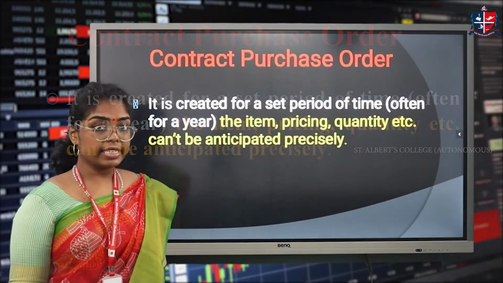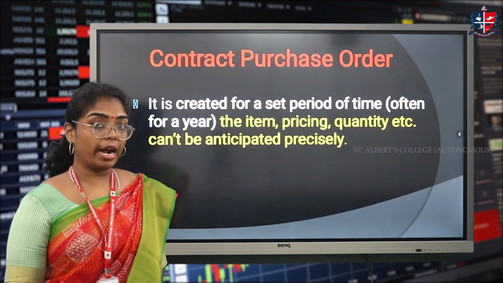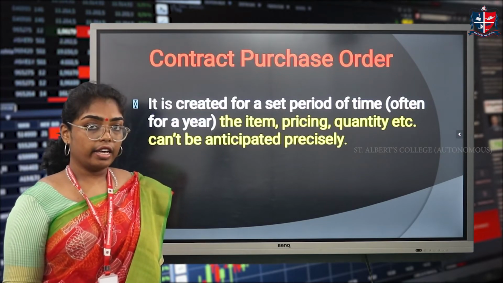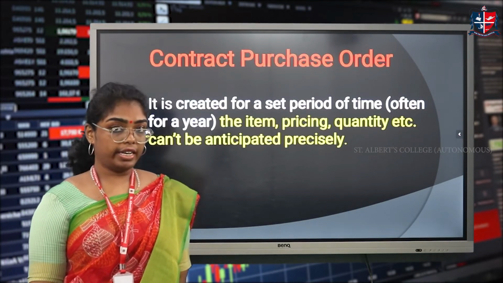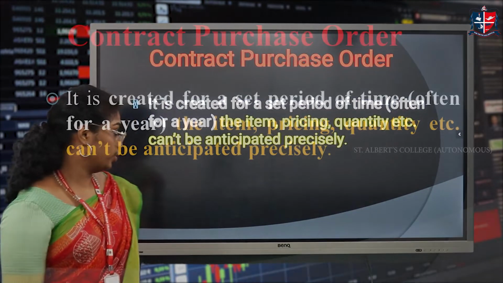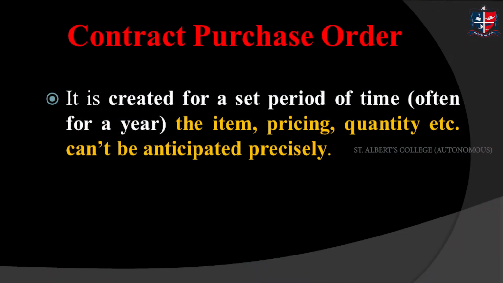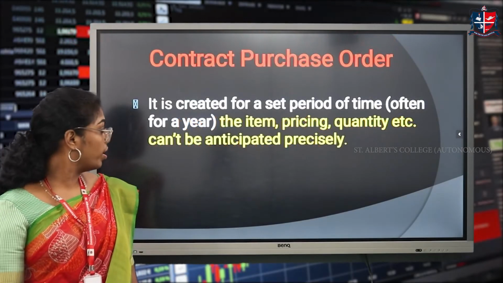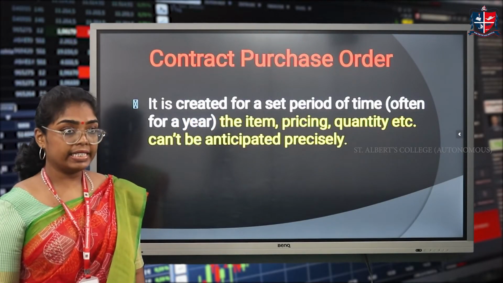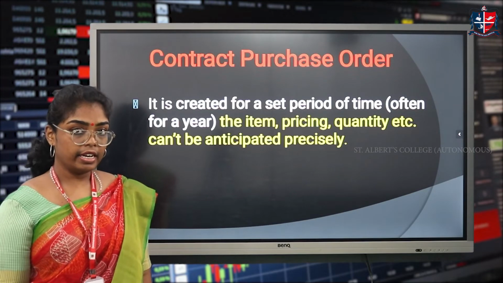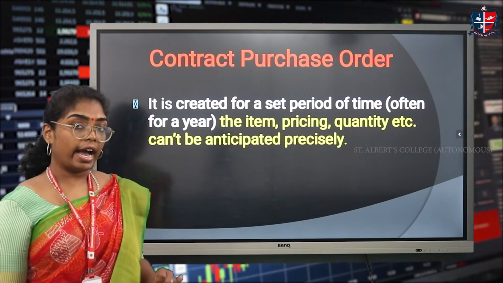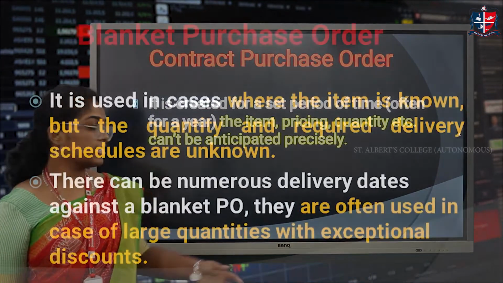The second one is contract purchase order. Here, a contract is placed between the buyer and the seller having a maturity date up to 1 year. A 1-year contract will be issued. Here, the details regarding the item, pricing, quantity, etc. cannot be anticipated precisely. That is, the buyer will have mere knowledge regarding the item, quantity, price, etc.